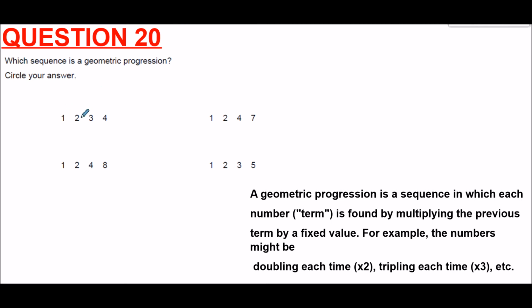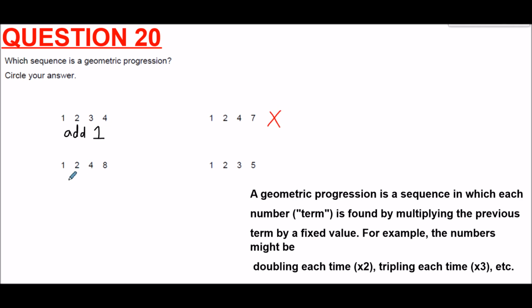So 1, 2, 3, 4, these are just getting bigger by 1. We're just adding 1 each time. So the rule for that one is add 1 each time. So that's not it. This one here, plus 1, plus 2, plus 3. So again, we're not adding a fixed value. We're not even multiplying by a fixed value. 1 times 2 is doubling. Double 2 is 4. If you double 4, you'd get 8, not 7. So it can't be that one either.